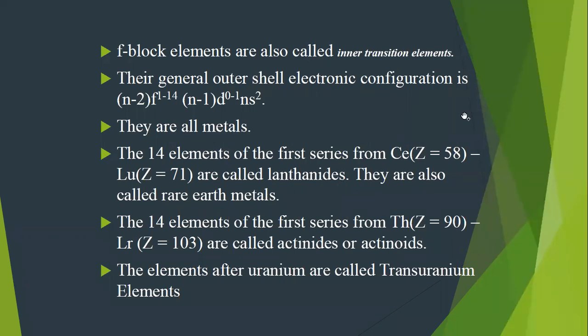So the 14 elements in the next series are the actinoid series, and these are known as transuranium elements. Uranium, I think you are familiar with this word. Uranium is a highly reactive, or you can say radioactive, element. These elements are used to create nuclear bombs, since they can cause a huge disaster if they are dropped anywhere.